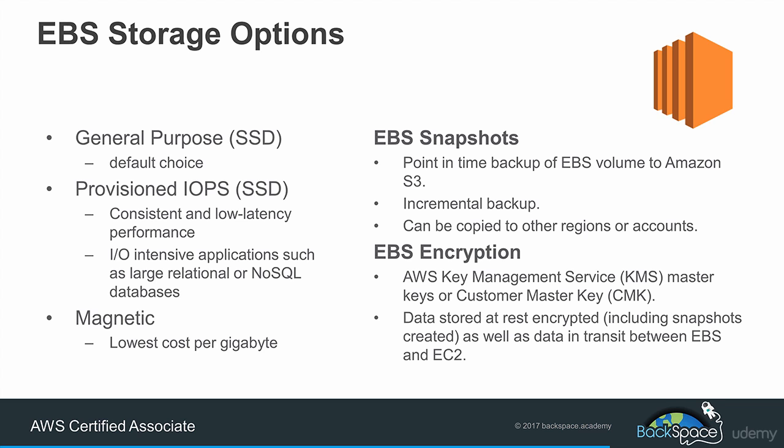So if you encrypt an EBS volume, any snapshots that were created from it will also be encrypted. And you will also be encrypting the data both at rest and in transit between EBS and EC2. You can use the AWS Key Management Service master keys, or customer supplied or customer master keys, with that.